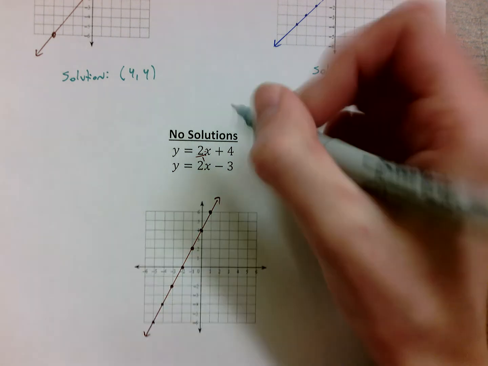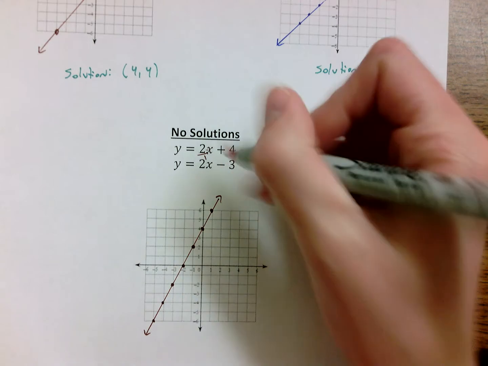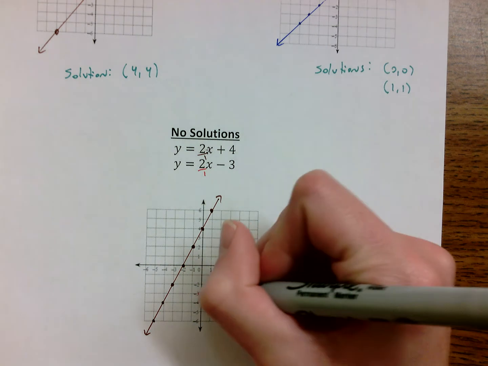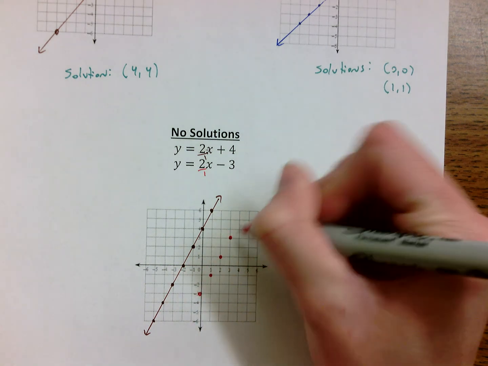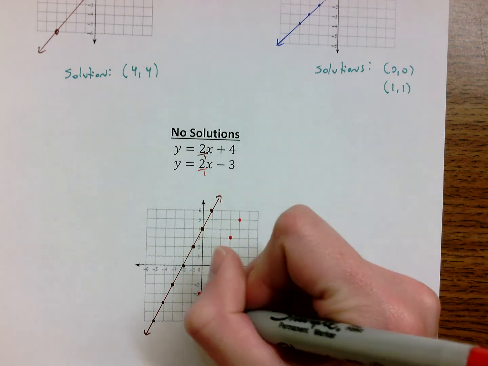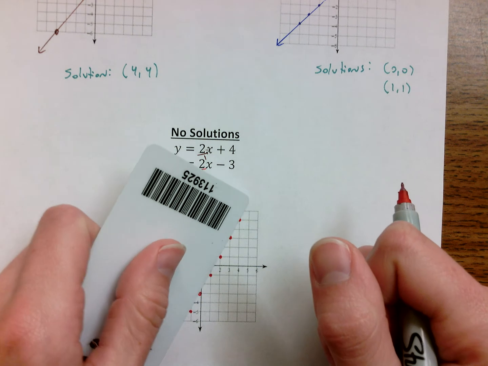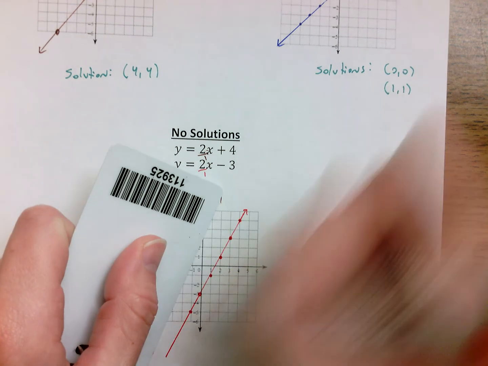So this one starts at -3. Oops, sorry, that's the wrong color. Here we go. Starts at -3. My slope is 2 over 1. So I'm going to go up 2 and over 1, up 2 and over 1, up 2 and over 1. Okay, and then here's my line, and I'm going to draw this one in. So this one's a no solution.